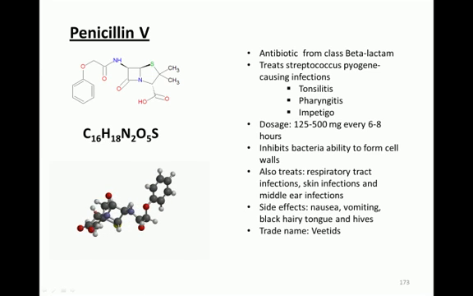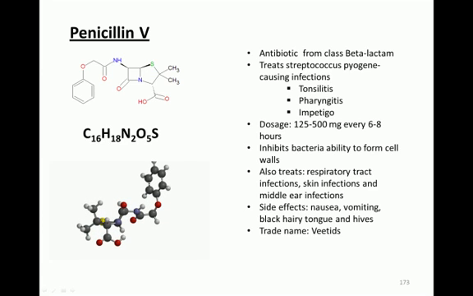Penicillin V. It's a drug from the antibiotic class beta-lactam. It works by inhibiting the synthesis of cell walls, and it treats many infections, including those caused by Streptococcus pyogenes.